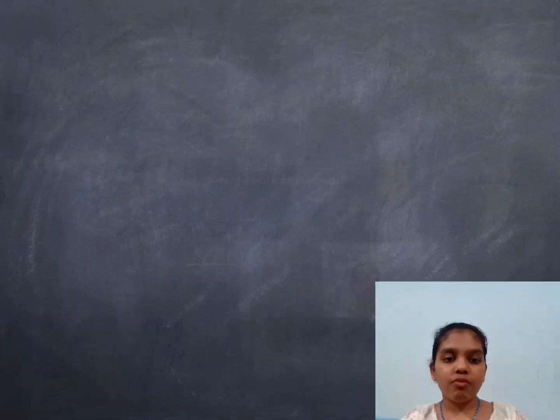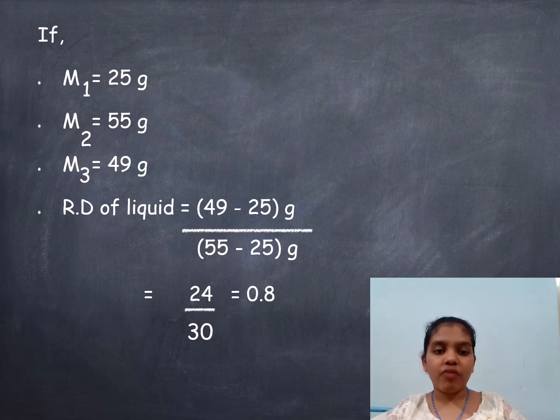Substituting the values at places of m1, m2 and m3, then we can find the relative density of the liquid by m3 minus m1 divided by m2 minus m1, that is here 49 minus 25 divided by 55 minus 25. Upon subtracting, we get 24 divided by 30, and upon dividing, we get 0.8. Here the result obtained is only 0.8 as relative density does not have any units.